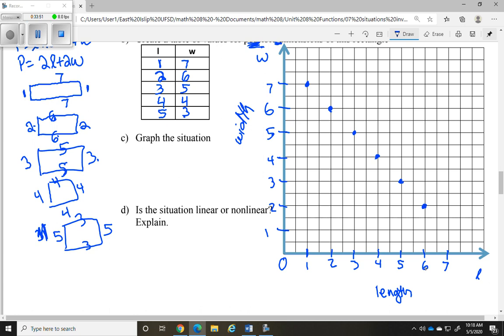If I had a rectangle of dimensions 6 and 2, does that add up to 16? If I had 6, 6, 2, and 2, it does. See, so by making a pattern, you can make these predictions. So really the situation is linear. Asks us to explain, it's because the points land in a straight line.